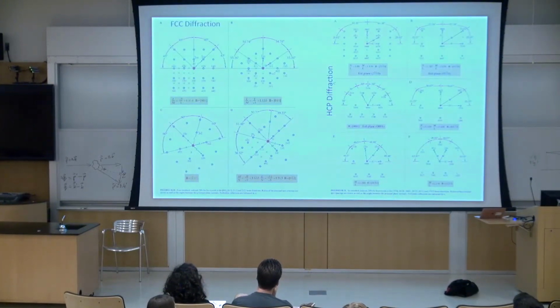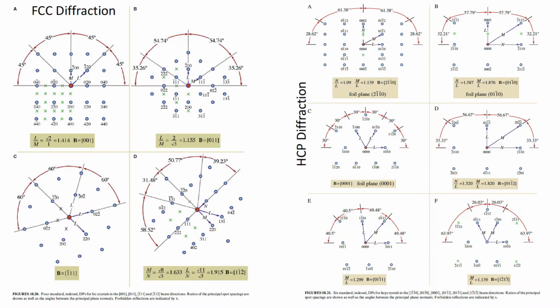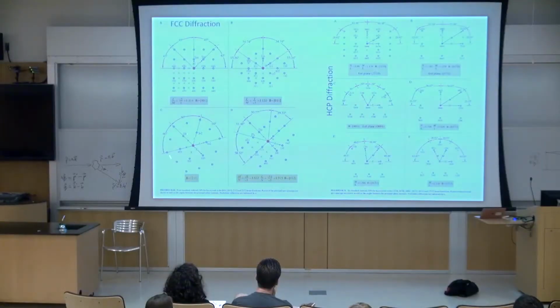Here's FCC and HCP. The problem is if I look down at things like a 111 zone, you can always find on the corner of the cube things that look like hexagonal symmetry. So that doesn't necessarily mean it's a hexagonal material. It's just that I'm looking down at the corner of a cube, which has that symmetry.